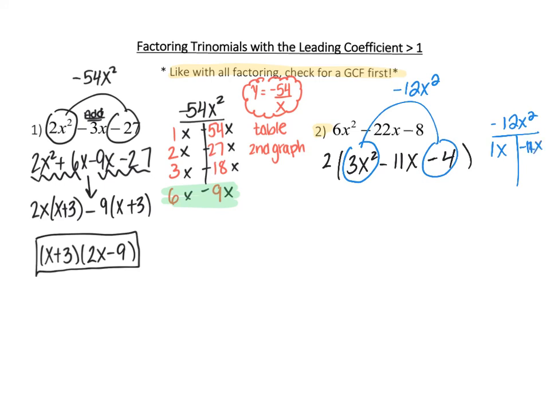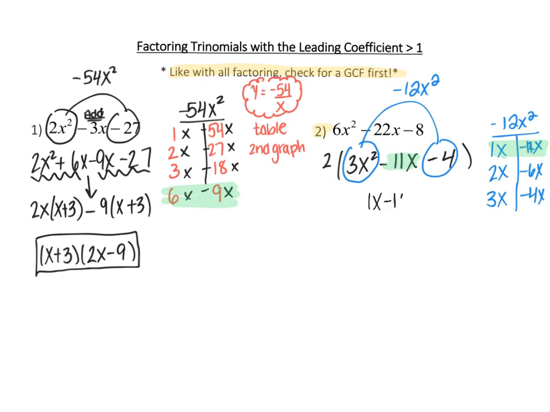So the factors of negative 12x squared are 1x and negative 12x, 2x and negative 6x, 3x and negative 4x. And obviously we could flip-flop them if we need to. But I think we don't have to because the pair that adds to negative 11x is right here, 1x and negative 12x. So I can go ahead and put that in the middle.